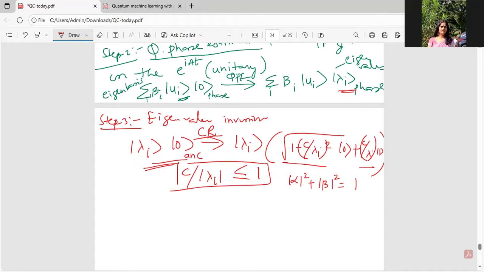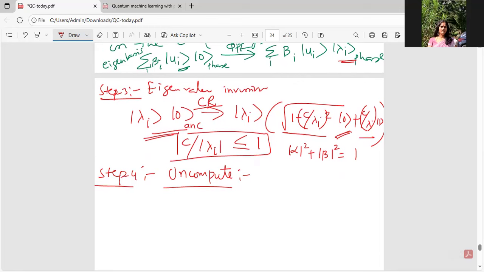Hence, what will I do? Once I'm done with that step, now I'll write step 4, guys. I have written something in the broader sense. Now here, what I will do is, I will uncompute. What is uncomputing? See, I'm considering only this ket 0. Because I'm attaching ket 0 ancilla, I'm using only ket 0.